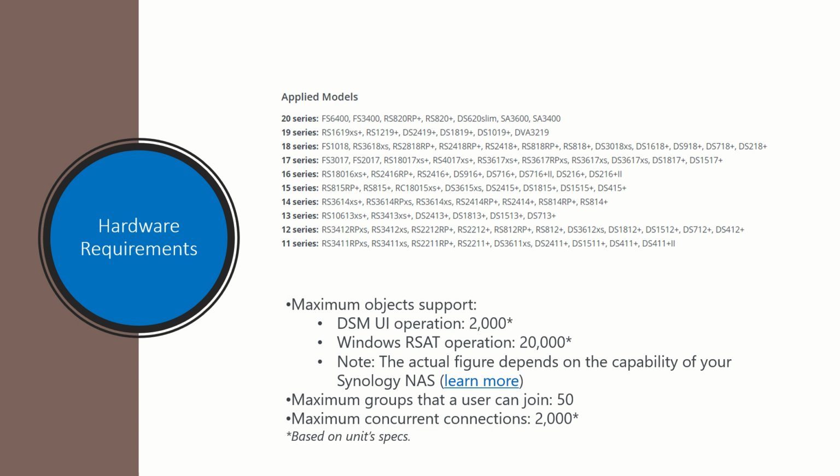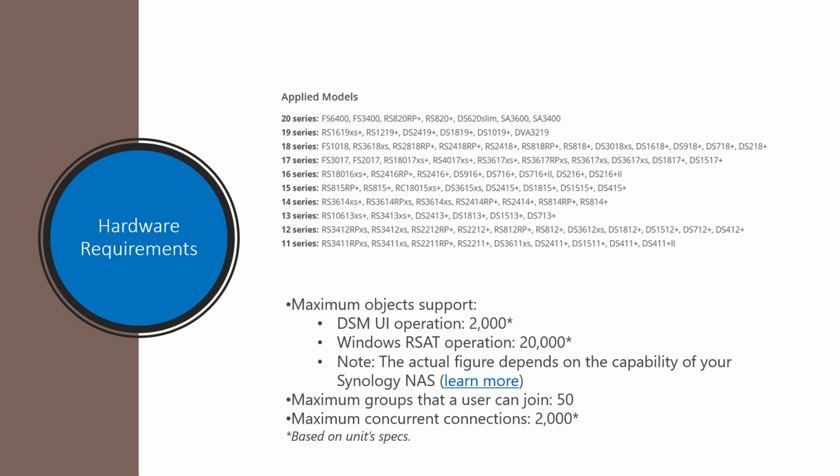The lowest powered model that can run that is the DS218, so a 2-bay dual core model. Now, in terms of maximum object support, if you're working from within the DSM UI, it's 2000. Another benefit of RSAT, it's up to 20,000. Maximum number of groups 50. Maximum number of concurrent connections 2000. Now note that these numbers depend on the actual unit itself.